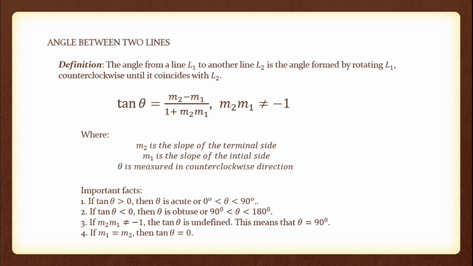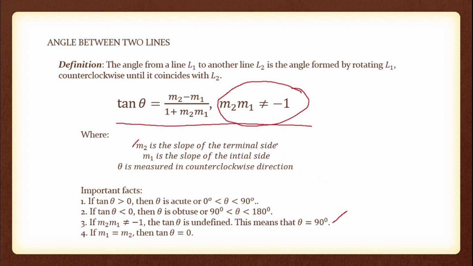So this is the formula in finding the tangent of the angle between two lines. Tangent theta is equal to m2, the slope of the terminal side, minus m1, the slope of the initial side, over 1 plus m2 times m1. Take note, it should not be equal to -1, because the tangent is undefined, which means that theta is 90 degrees.